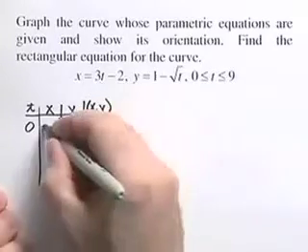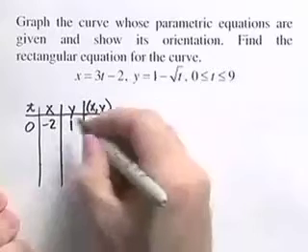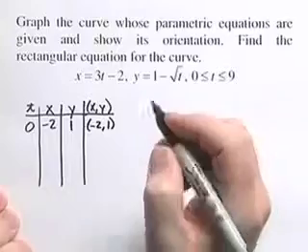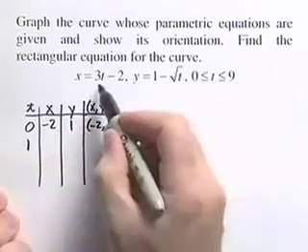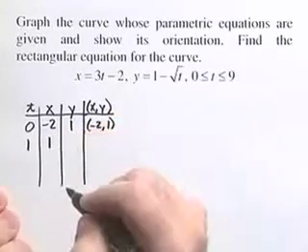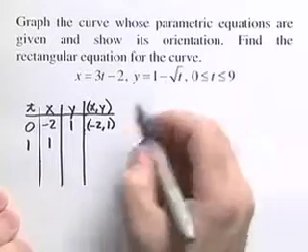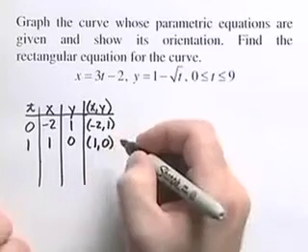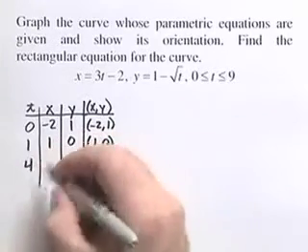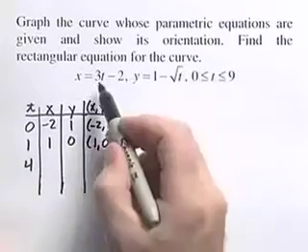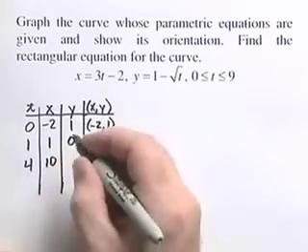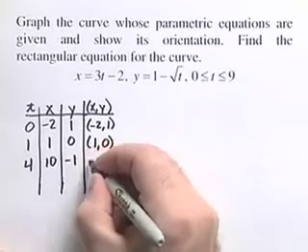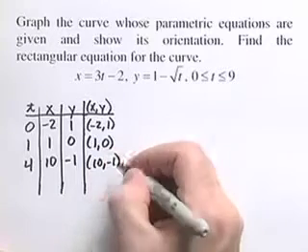If t is 0, x is negative 2, and y is equal to 1. So we would get the corresponding rectangular point, negative 2 and 1. If t is 1, we'd get 3 minus 2, or 1 for x. We'd get 1 minus 1, which is 0 for y. And that gives us the point 1 comma 0. If t is equal to 4, we'd get 12 minus 2, which is 10 for x. And then 1 minus 2, which is negative 1 for y. So we'll have the point 10 comma negative 1.